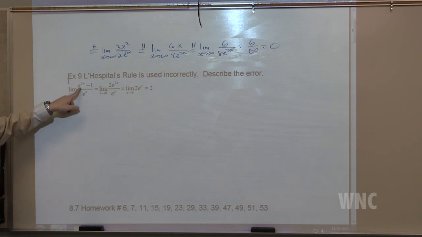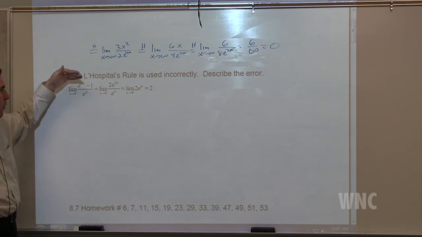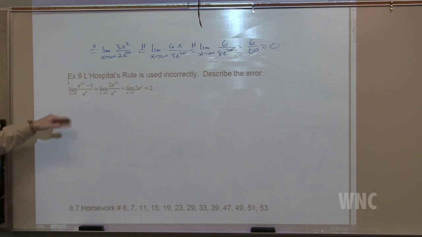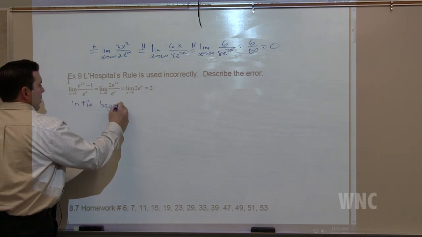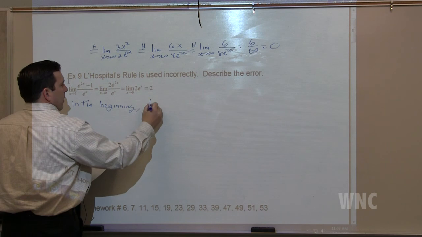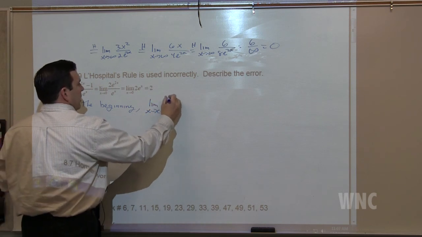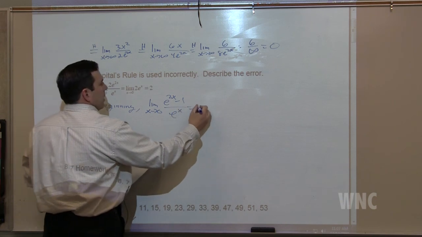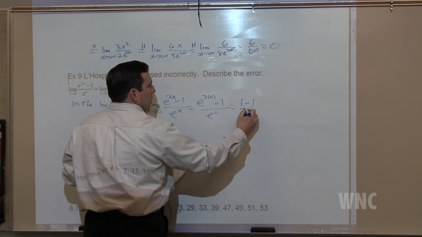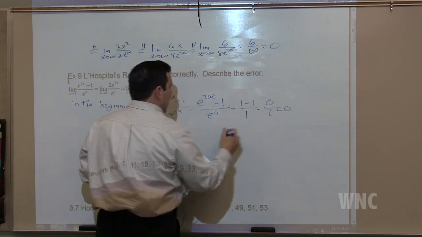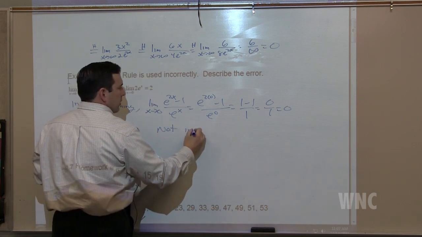If you put in 0, what we have is e to the 2 times 0, sorry, e to the 2 times 0 is 0, e to the 0 is 1. So we have 1 minus 1, that's 0 on top. But e to the 0 is 1. So you have 0 over 1. This is not indeterminate. The limit as x goes to 0 of e to the 2x minus 1 over e to the x is e to the 2 times 0 minus 1 over e to the 0. That's 1 minus 1 over 1. That's 0 over 1, so it's 0. This is not indeterminate.